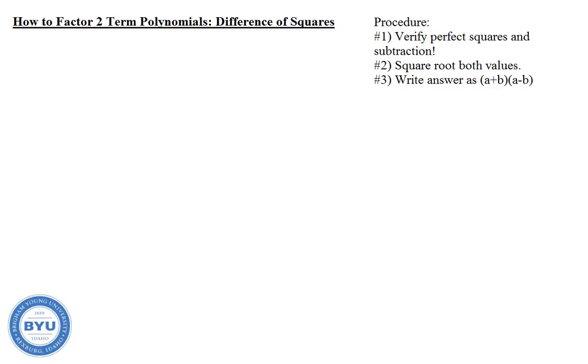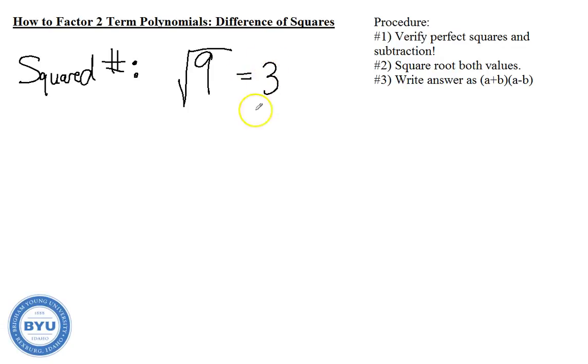Hello and welcome to this video on how to factor a two-term polynomial when you're given a difference of squares. Now before we get started, we need to talk about what a squared number is. A squared number is any number that has a perfect square root. So for example, 9 is a squared number because the square root of 9 is 3.